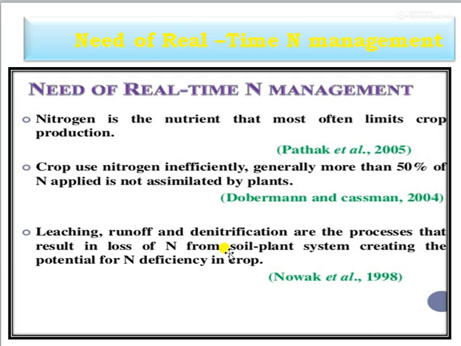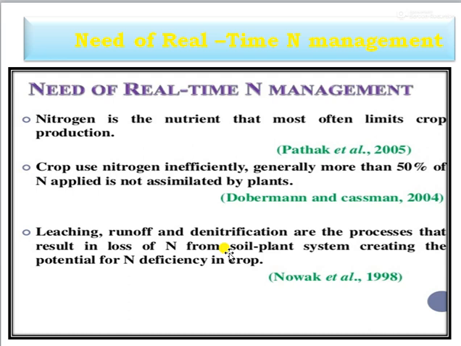Next one, the need of real time nitrogen management. As we know, nitrogen is a crucial input, especially in agriculture. It is to be applied because it is a highly mobile element. It is susceptible to loss in different ways, that is leaching, denitrification, volatilization, removal by plants, as well as runoff losses.